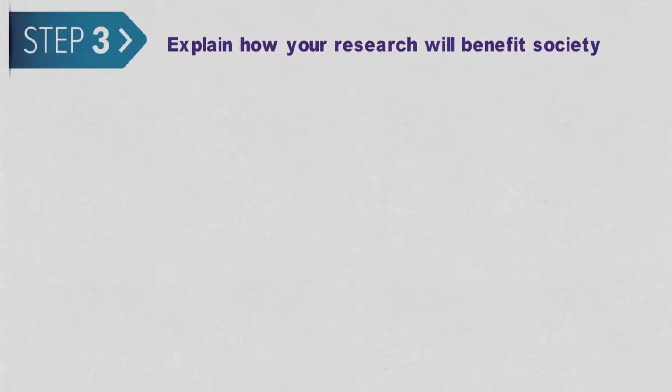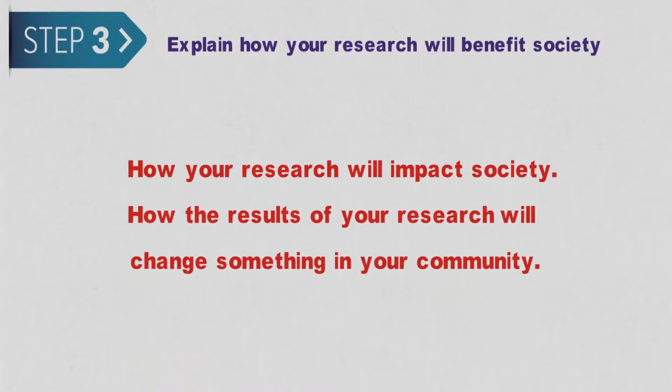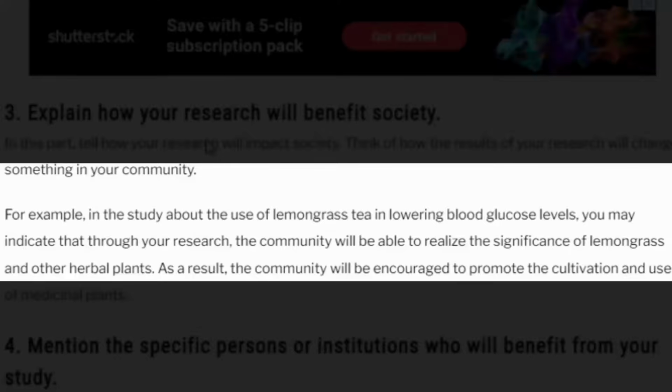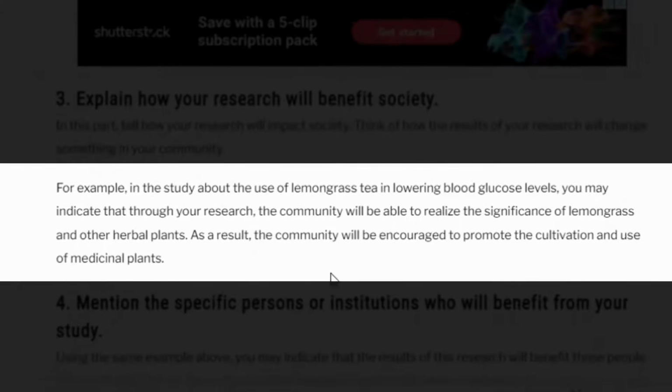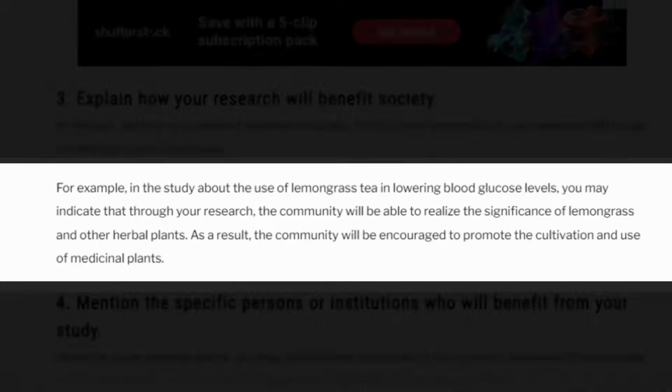Step 3. Explain how your research will benefit society. In this part, tell how your research will impact society. Think of how the results of your research will change something in your community. For example, in the study about the use of lemongrass tea in lowering blood glucose levels, you may indicate that through your research, the community will be able to.